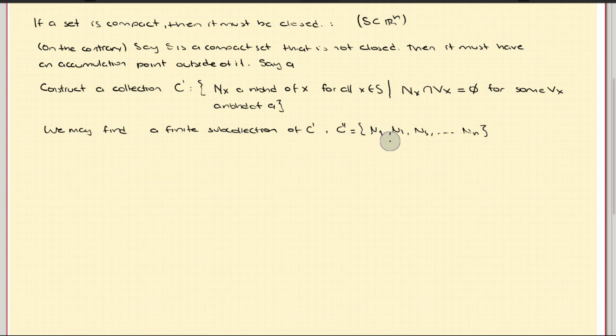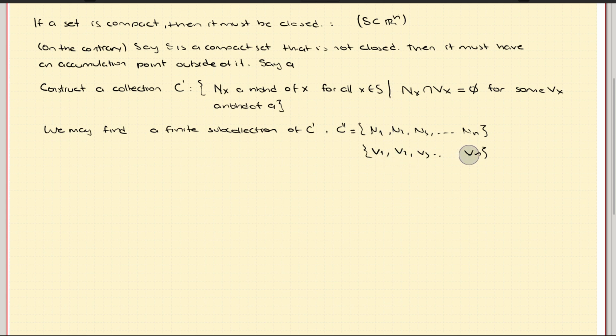And for each one of them, we have a corresponding set V: V_1, V_2, V_3, and V_n. These are neighborhoods of A, and n_1 is disjoint from V_1, and n_2 is disjoint from V_2, and it continues like that. So we know that V_1 has a point that is not contained in n_1, V_2 has a point that is not contained in n_2, and so on.